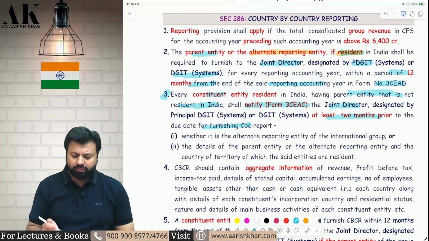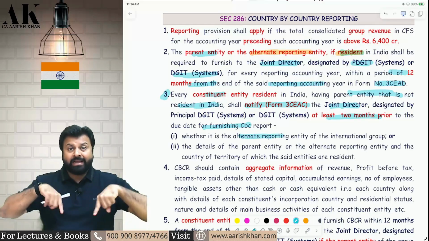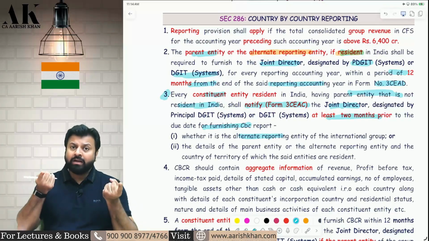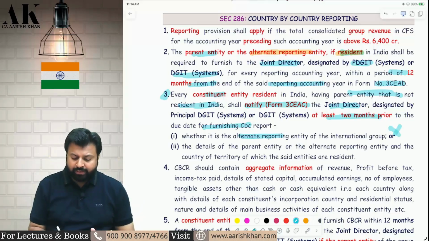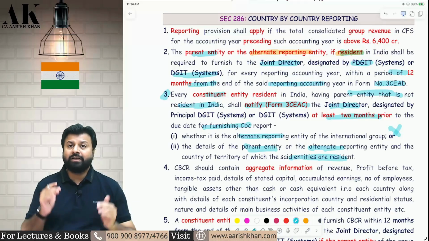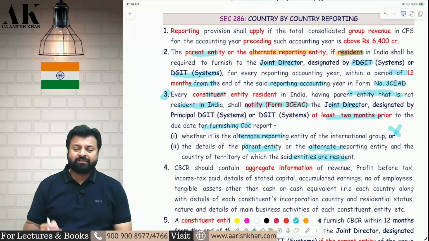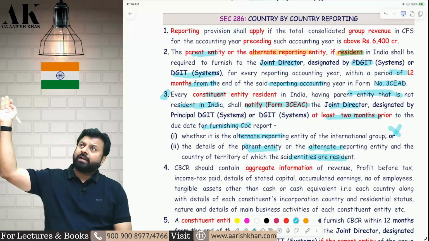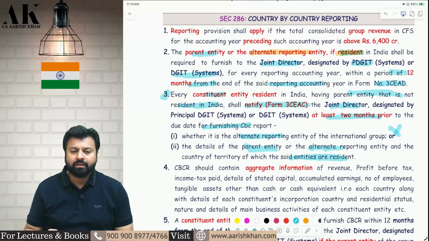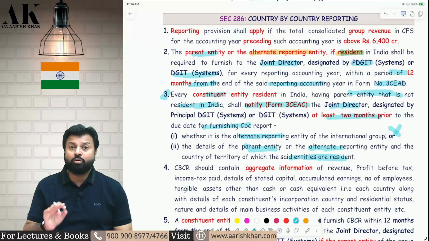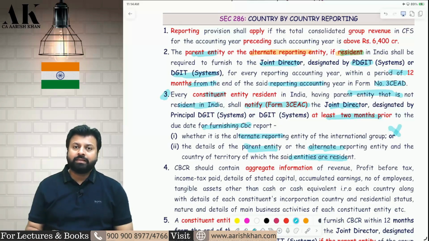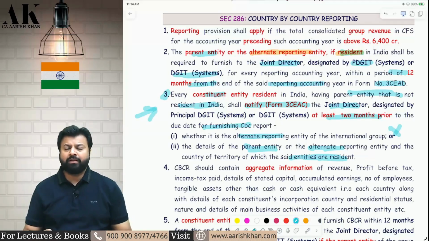They have to notify either of the two things. Whether Sony India is an alternate reporting entity, or if Sony India is not an alternate reporting entity, then who is the alternate reporting entity? We need to know the details of that, so that we can get the CBCR from them. If Sony India is the alternate reporting entity, by 31st of March 2027, we will ask Sony India to give CBCR. If Sony India is not the alternate reporting entity, if the alternate reporting entity is some other country, we will take CBCR from that country. So we want the information of who is going to file CBCR. That information we need to notify in this particular point.